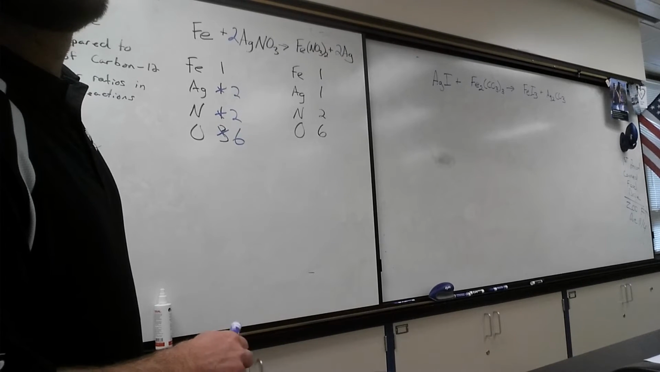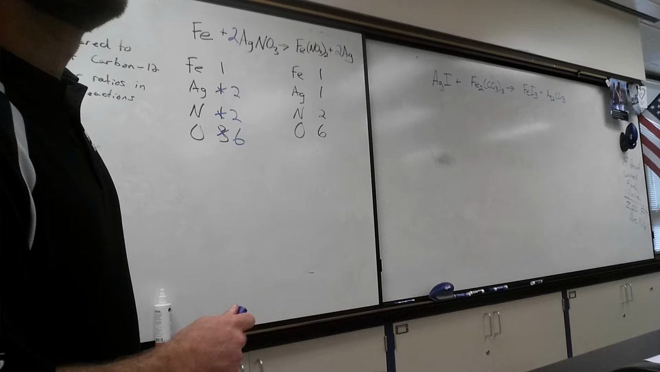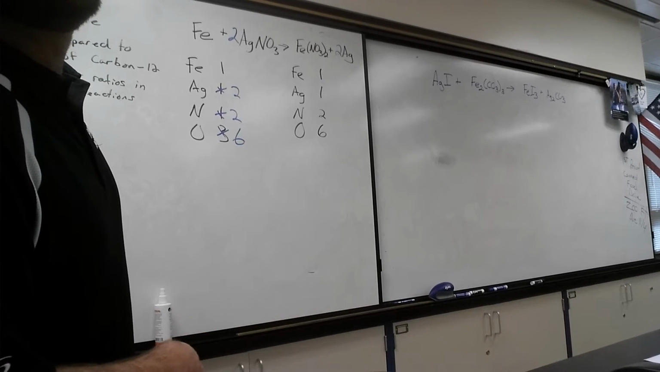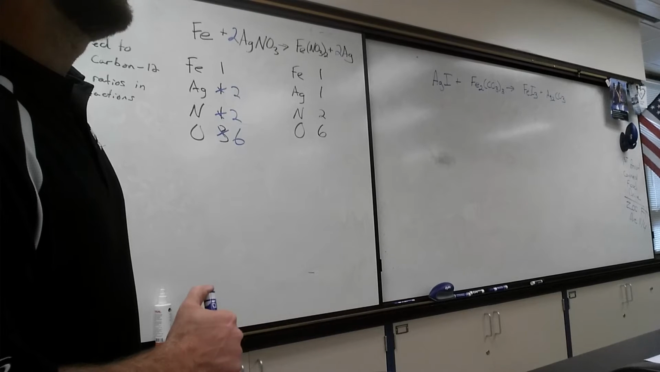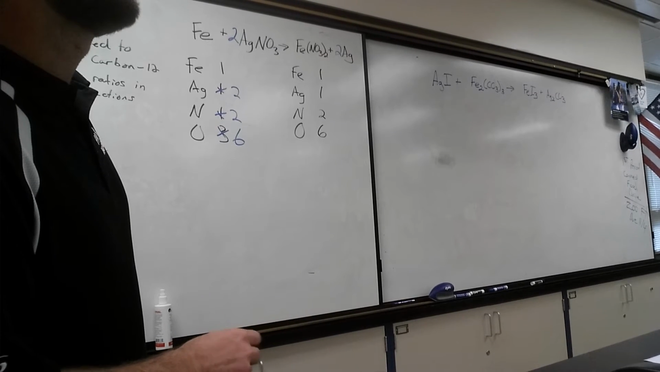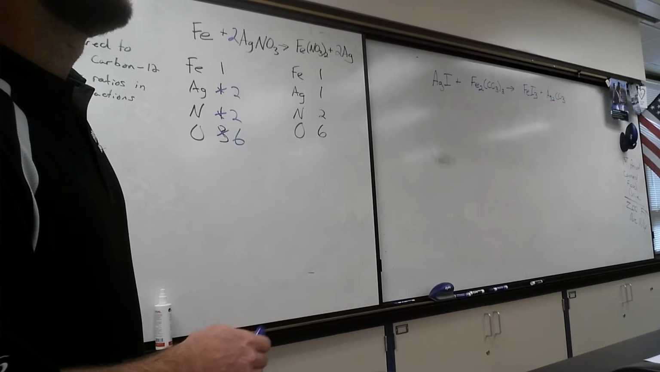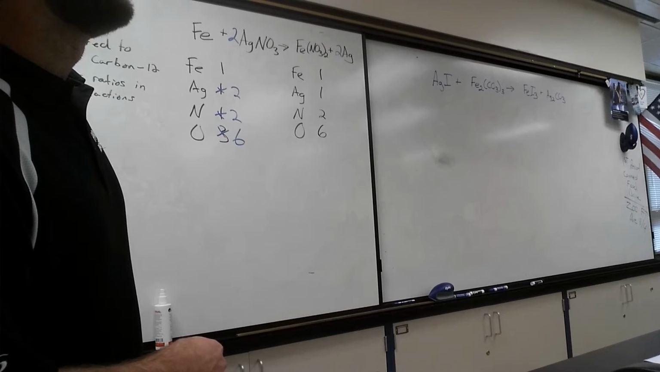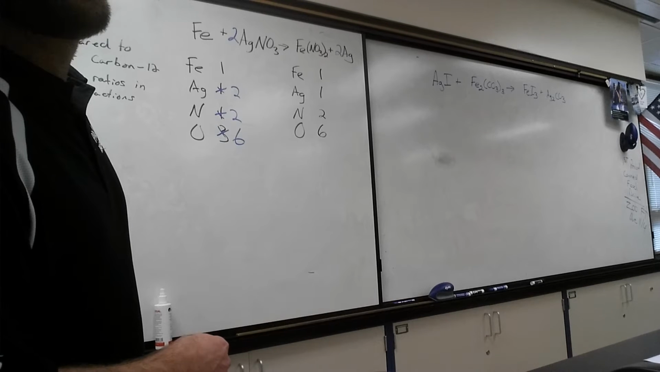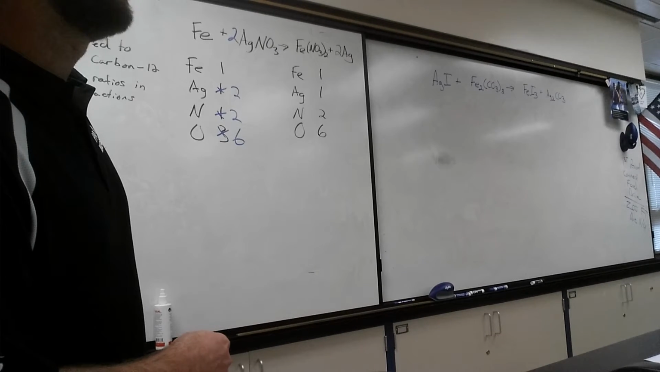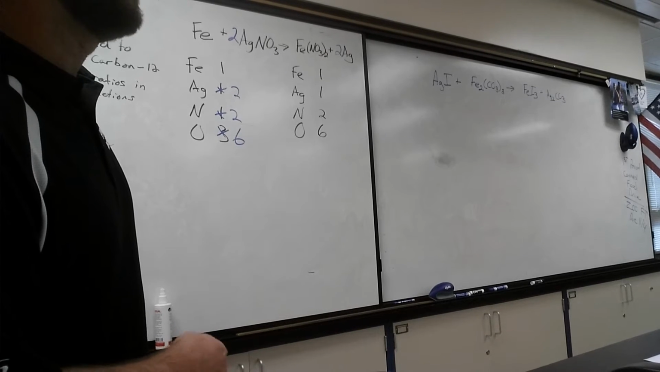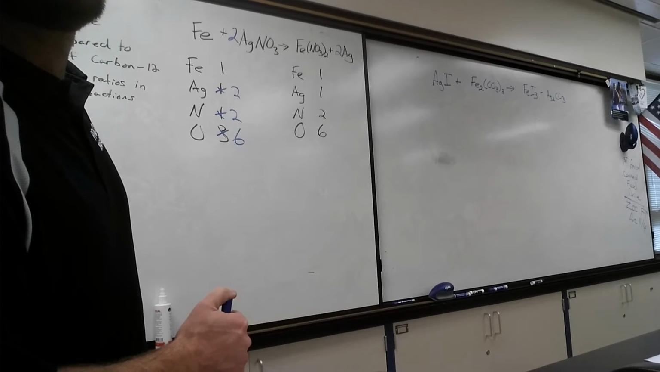CO3 is what? Somebody? Carbonate. Iron carbonate yields iron iodide plus silver carbonate. It'd be silver 1 carbonate. All right, so silver iodide plus iron carbonate yields iron iodide plus silver carbonate.